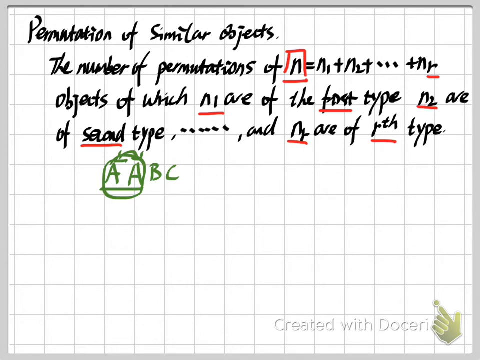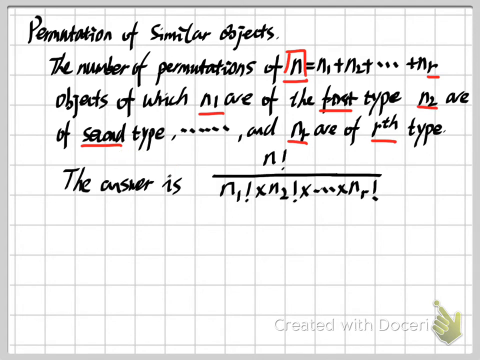So what should we do? In fact, different from the multiplication, if we want to remove something, it means we will divide by something. So that's why the formula for the permutation of similar objects looks like n factorial divided by the product of n1 factorial, n2 factorial, until n sub r factorial. So this is the formula for the permutation of similar objects.